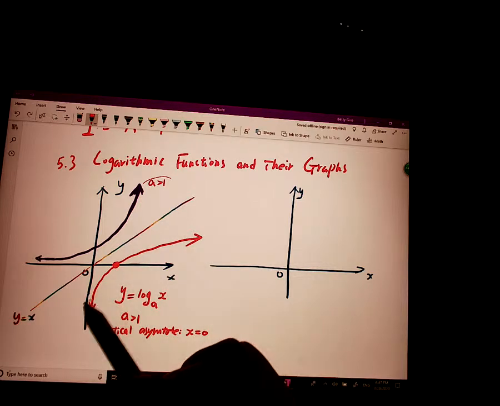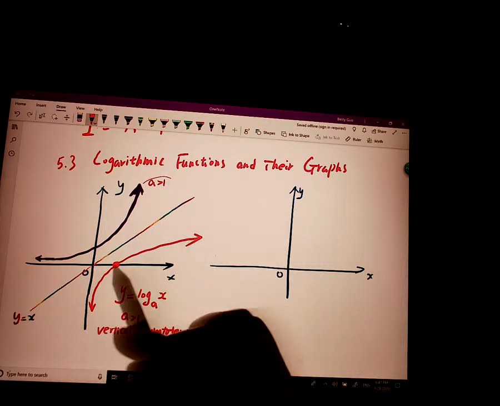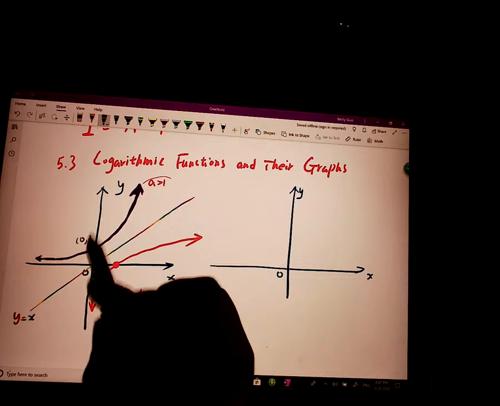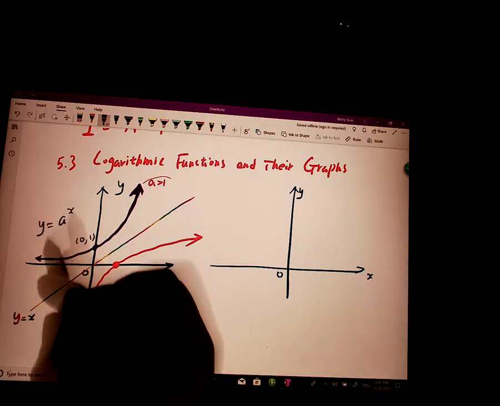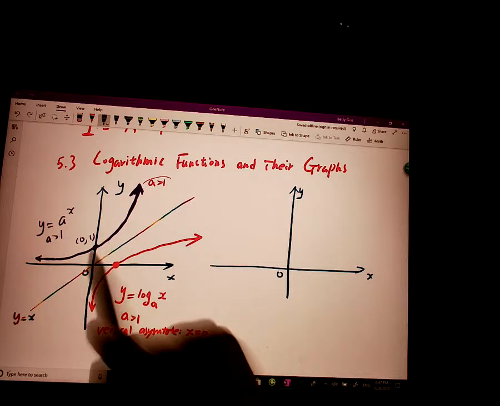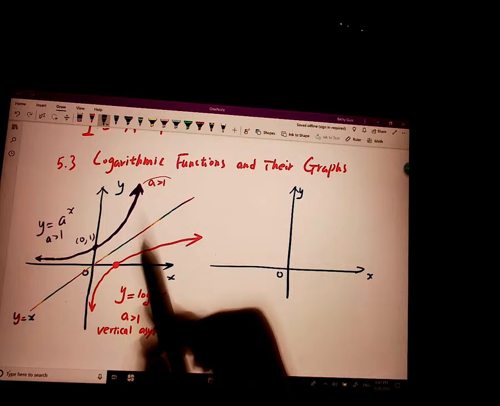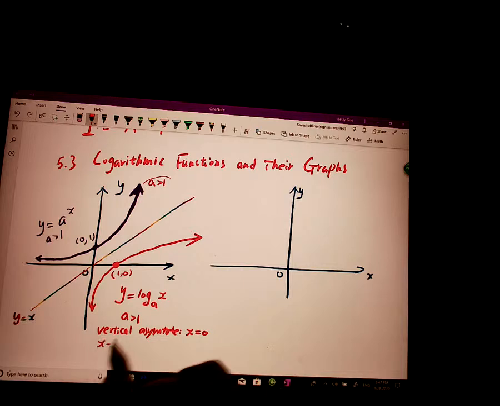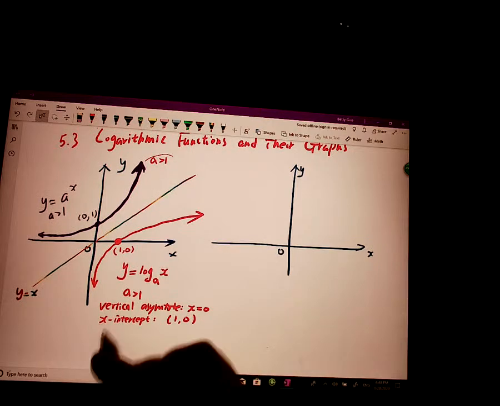Because the curve never touches or crosses the y-axis, it does not have a y-intercept, but it does have an x-intercept. What is the x-intercept? Look at this point. For the exponential function y equals a to the power of x, a bigger than 1, the point is 0, 1, and those two points are symmetric with respect to this straight line. So the x-intercept here is 1, 0. The first category logarithmic function does not have a y-intercept, but it has an x-intercept, which is 1, 0. Obviously, it's increasing.